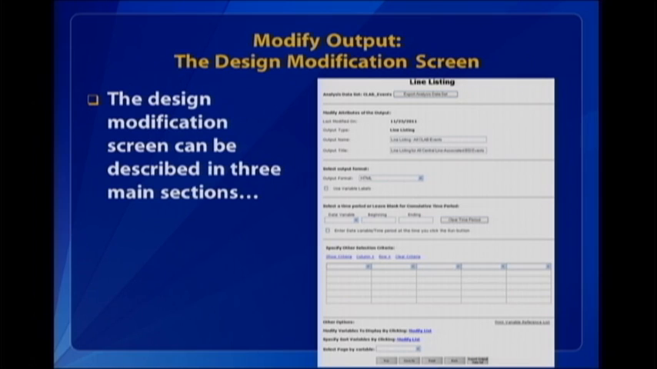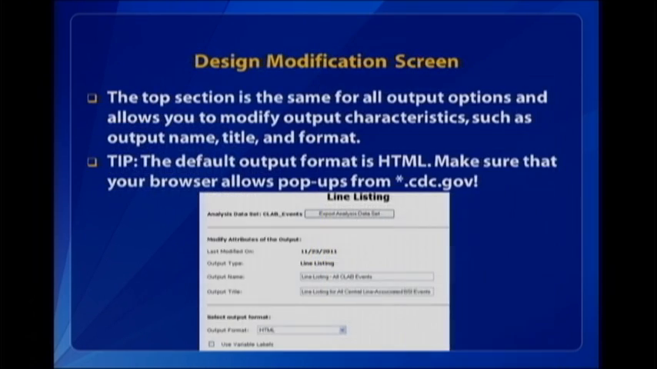I'm going to briefly go through these sections of what we call the design modification screen. This is the screen that appears when you click modify next to any one of our output options. I say briefly because we have documentation in our quick reference guides online that describe all of these elements. The top section of the modification screen is the same for all of your output options, and it allows you to modify the output characteristics: the output name, the title, the format. What I do want to point out here is the output name.